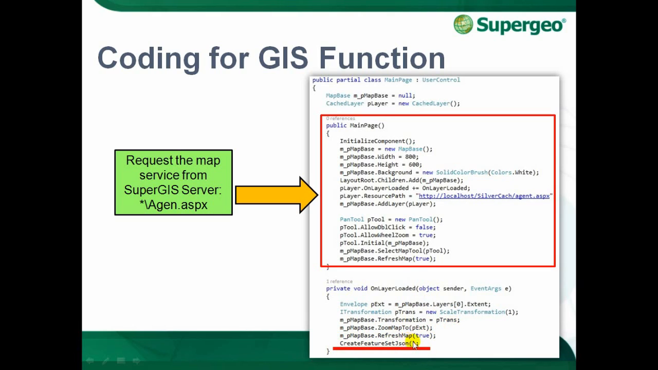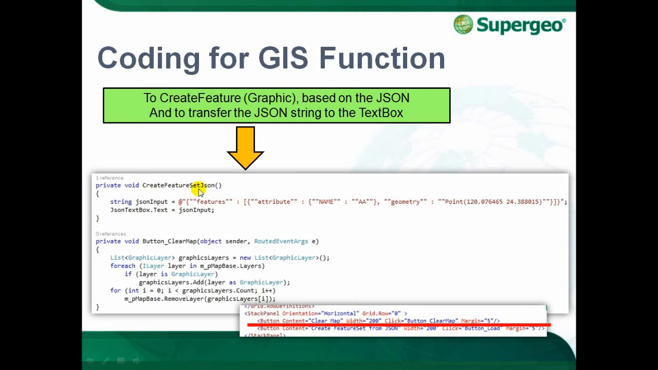Then let me check a little bit about this sub function. In this sub function here we just saved a default JSON input, set as features, and set the attribute and give a name. And for the geometry, it is equal to a point and give a coordinate for that. And this is the JSON in text, and put this string into the JSON text box, this one. Remember, it is in the scroll viewer, this one. And then we can check the other function. For example, once we click on the button clear map, how it activates the function. Once it is clicked, it will enter the sub function here, button dash clear map. So directly in here.